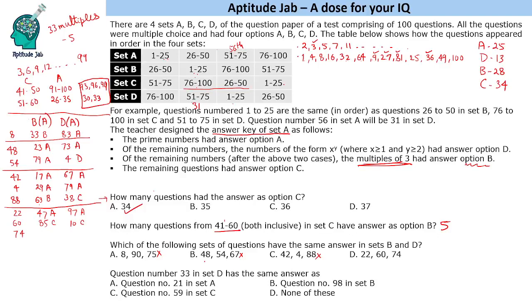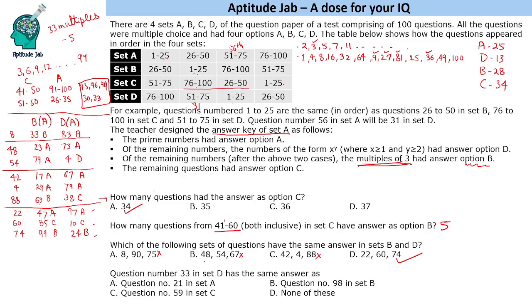74 is 1 less than this, so 99 in set A. For this is 99 and this is 24. Okay, so both are multiples of 3, not powers of any number. So multiple of 3 means the answer is option B. So we see that all three questions in this set have the same answer in both sets B and D, right? So that is another question.